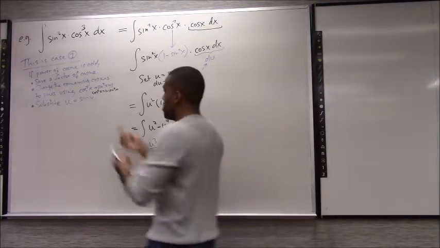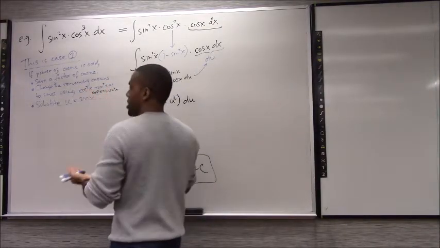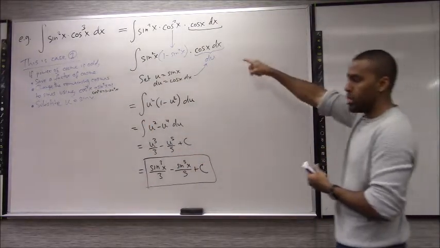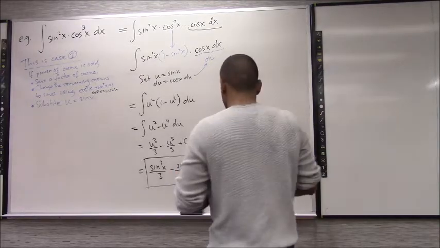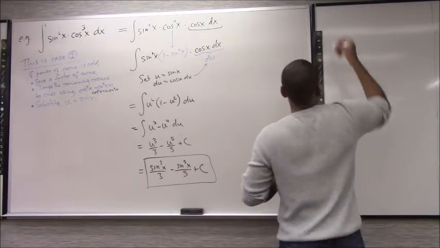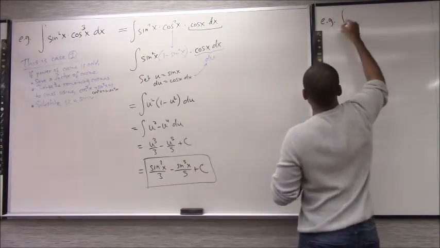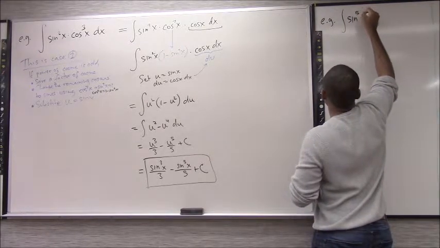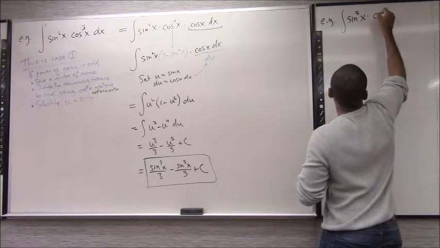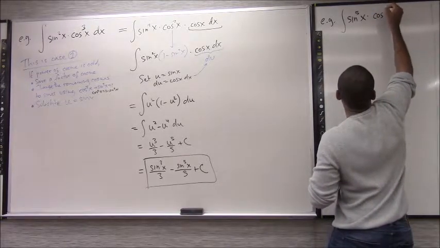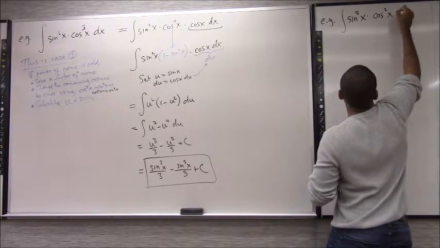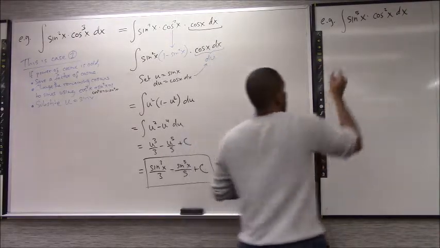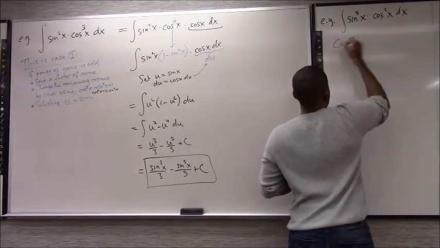The other method, because this is such a symmetric identity, is essentially the same, except whatever role the cosine played in this case, the sine is going to play in the other case. So if you do an example like sine to the 5th times cosine squared, this is case 2.